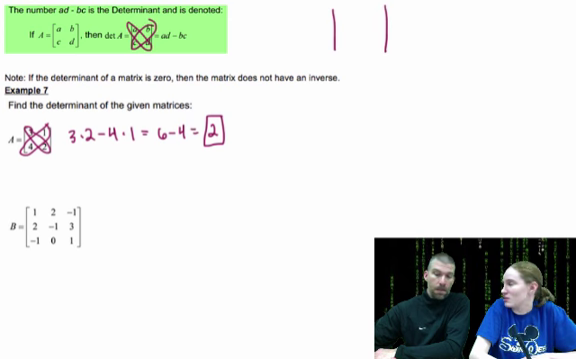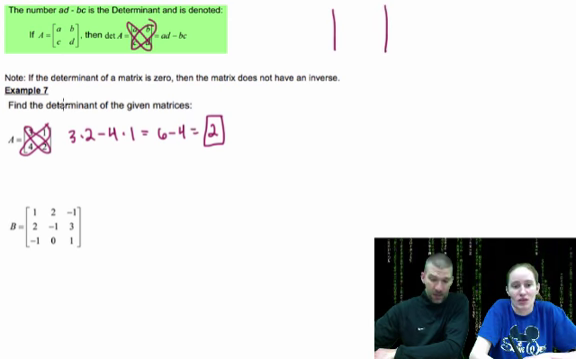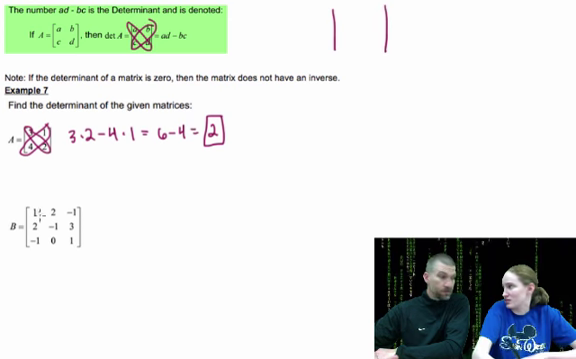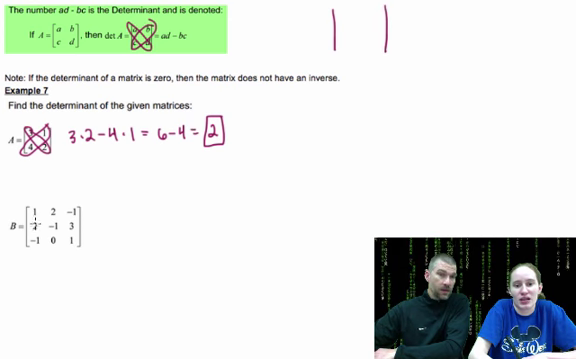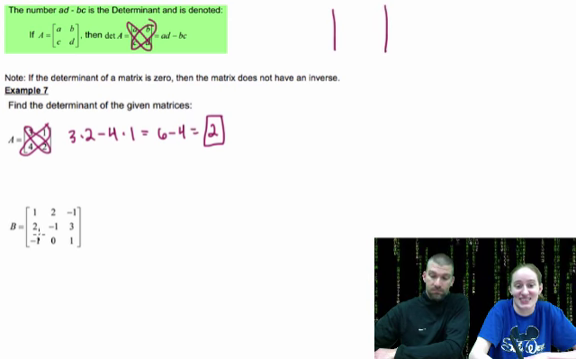Now, when it's a 3x3 matrix, we don't have a handy box. It gets complicated. We use this thing called cofactors.